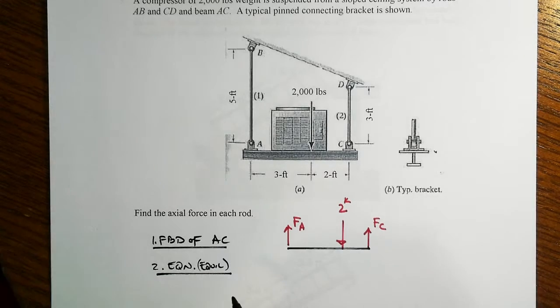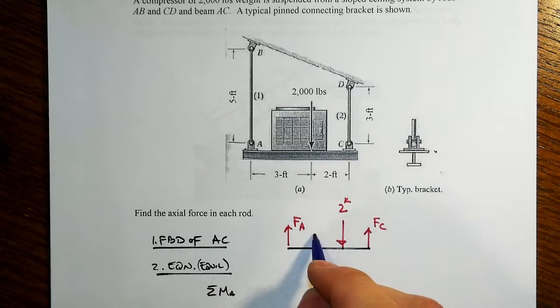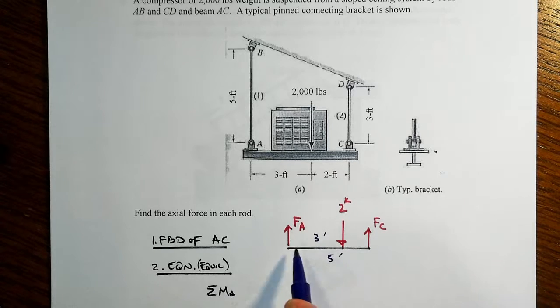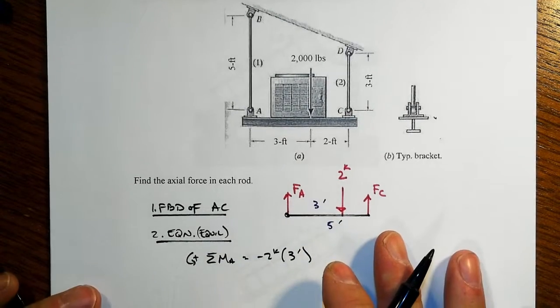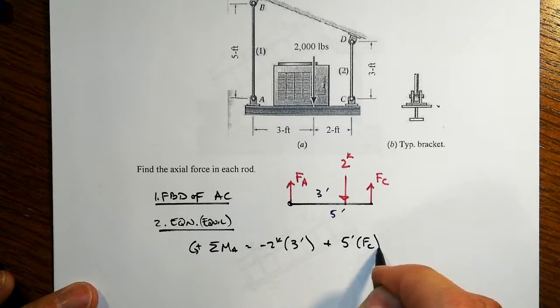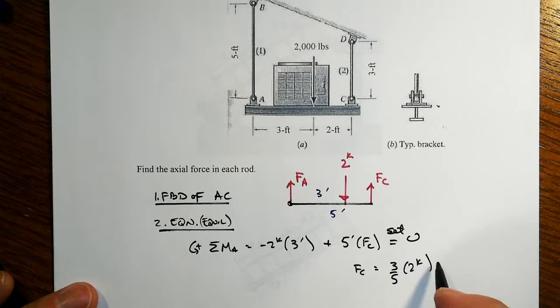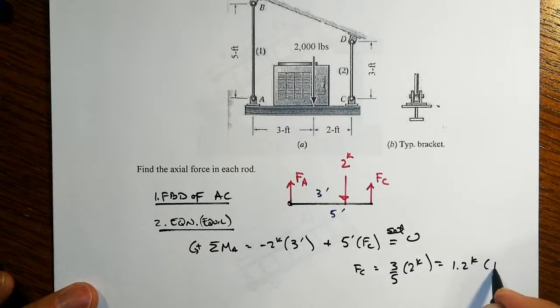And we can take some moments about point A. Let's see here. We've got a 3-foot moment arm over the 2-kip load. We've got a 5-foot total distance from C to A, and let's take counterclockwise as positive, so we'll have minus 2 kips times 3 feet, because that tends to spin counterclockwise about point A. And then the other one will be the 5-foot moment arm times our unknown F_C, set equal to 0 because that's equilibrium, and F_C then will equal 3/5 of the 2 kips, or 1.2 kips. Of course, that will turn out to be in tension.